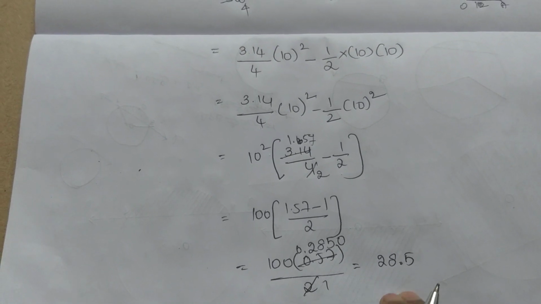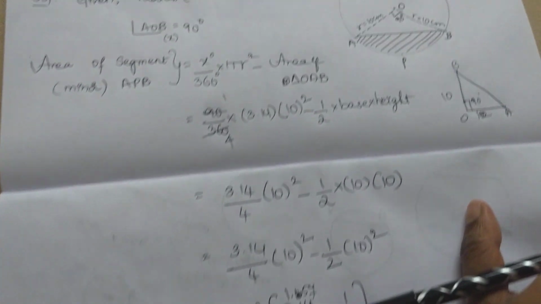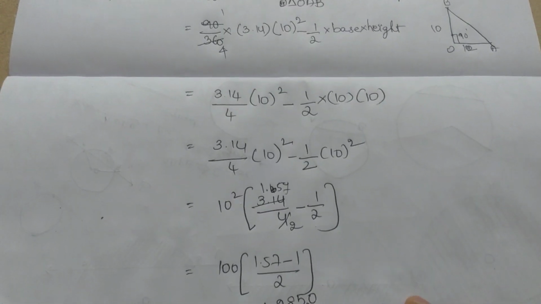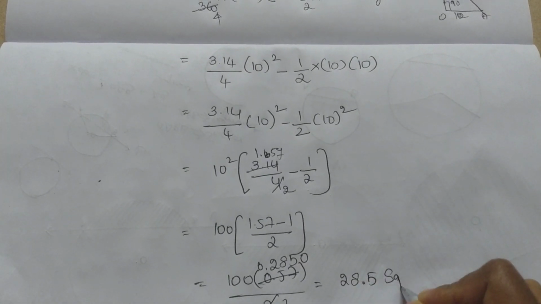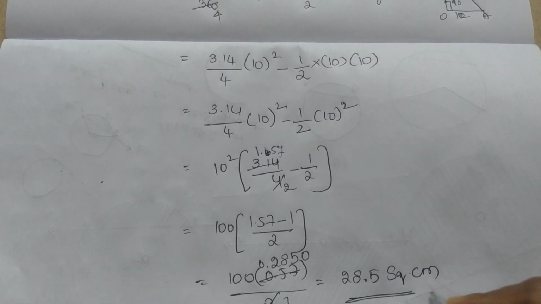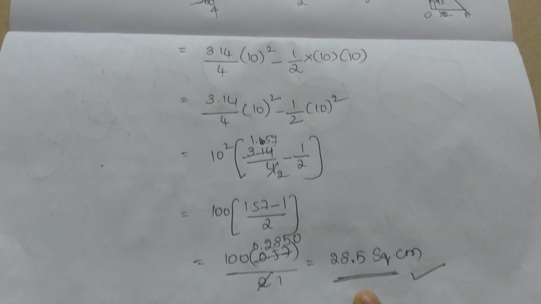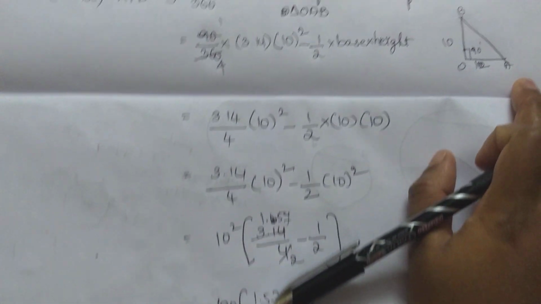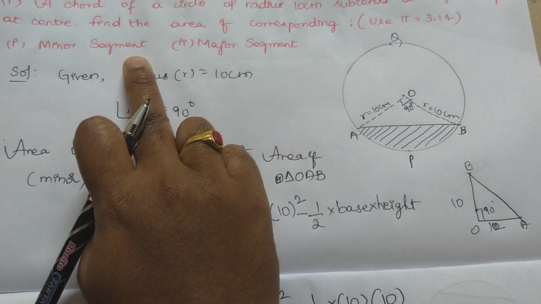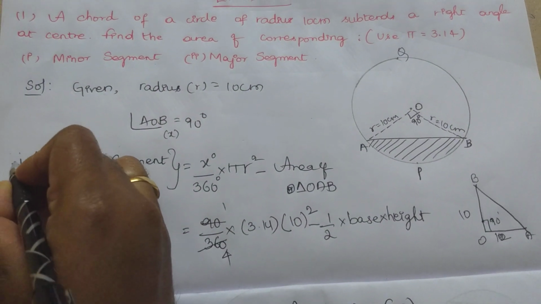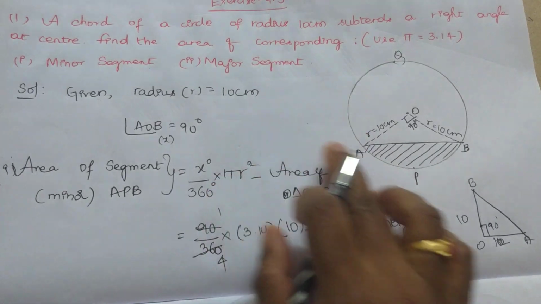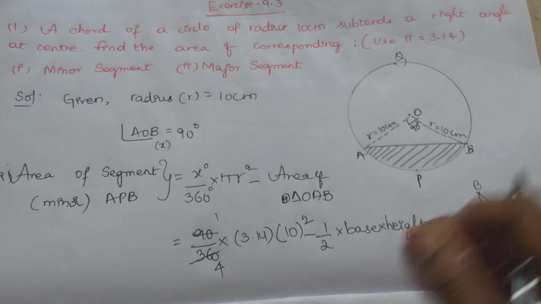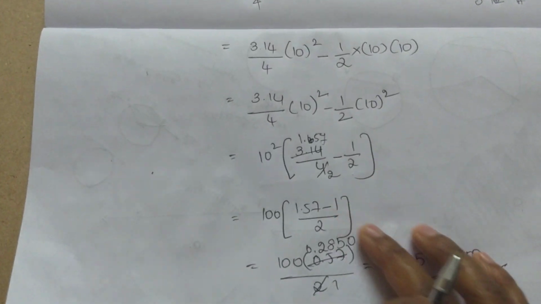What is this we have found out? Minor segment. Area of the minor segment. This APB minor segment, we have found out that area as 28.5 square centimeters. Since here the units are in centimeters, the area will be 28.5 square centimeters. In the same way, they asked us to find, you can see, the first sub question is the minor segment. This we have solved. In the same way, how to find the major segment? See here, we have to find out this AQB. So what will I do here? You please see.